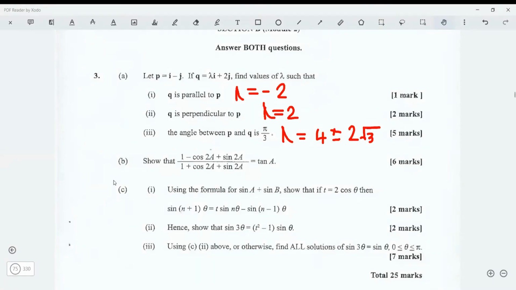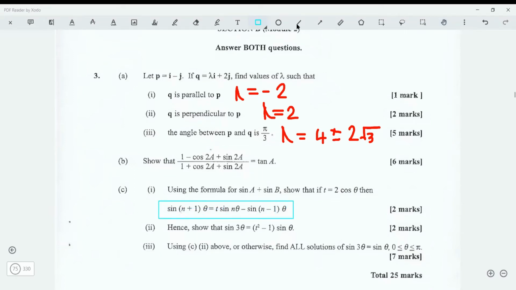Now part C. Part C says using the formula for sine A plus sine B, show that if T is 2 cos theta, then sine (n plus 1) theta equals T sine n theta minus sine (n minus 1) theta. They're supposed to equal each other. Now these are the trick proofs that I used to like when trick proofs used to make sense. All right, so we want to prove that this statement is in fact true. So let's go ahead and do that.